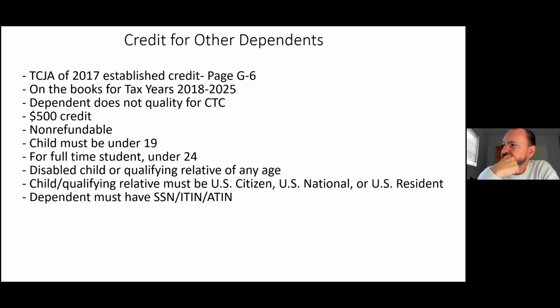And of course, you must have some type of valid identification number. That could be a Social Security number or an ITIN, individual taxpayer identification number, or an ATIN, adoption taxpayer identification number. And so this is something for young adults. Again, it's that non-refundable credit, $500. And it'll be computed automatically in the software. But again, if you have an ITIN holder, here's an opportunity for them, if they meet all the requirements, to obtain that $500 non-refundable credit.